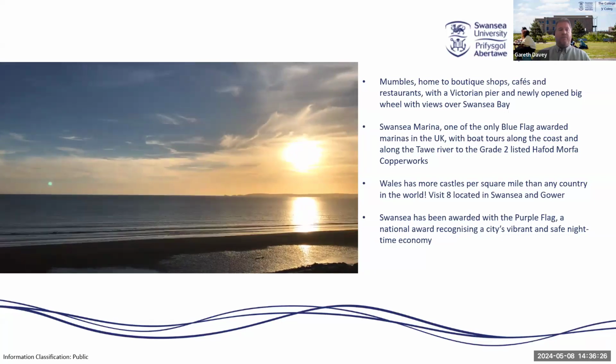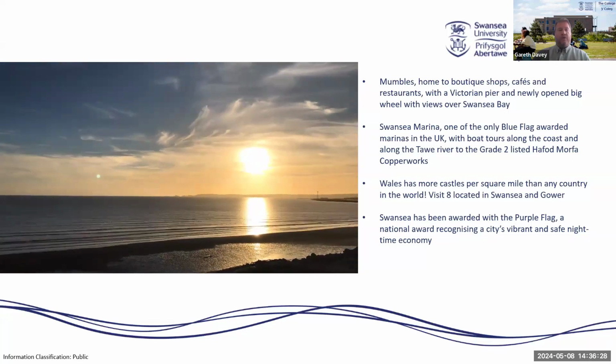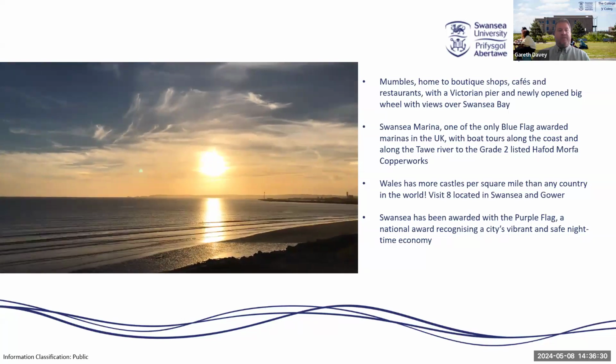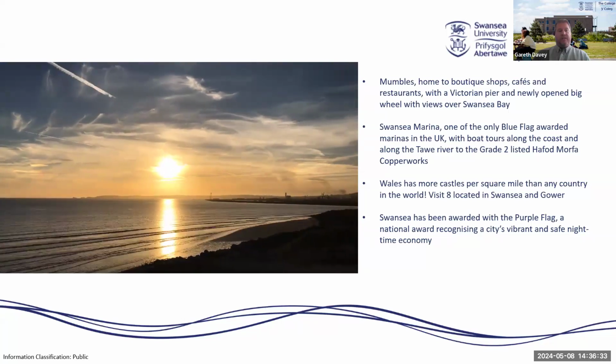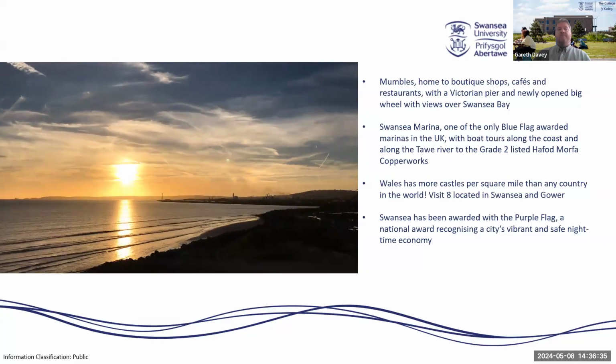And then this is the image from our office. So looking from the college, where you can see out in the distance by where the sunset is, you can see that little formation. That is Mumbles. Now, Mumbles is home to a number of boutique shops, cafes, and restaurants, and has a Victorian pier as well as a newly opened big wheel that gives views across the whole of Swansea Bay.